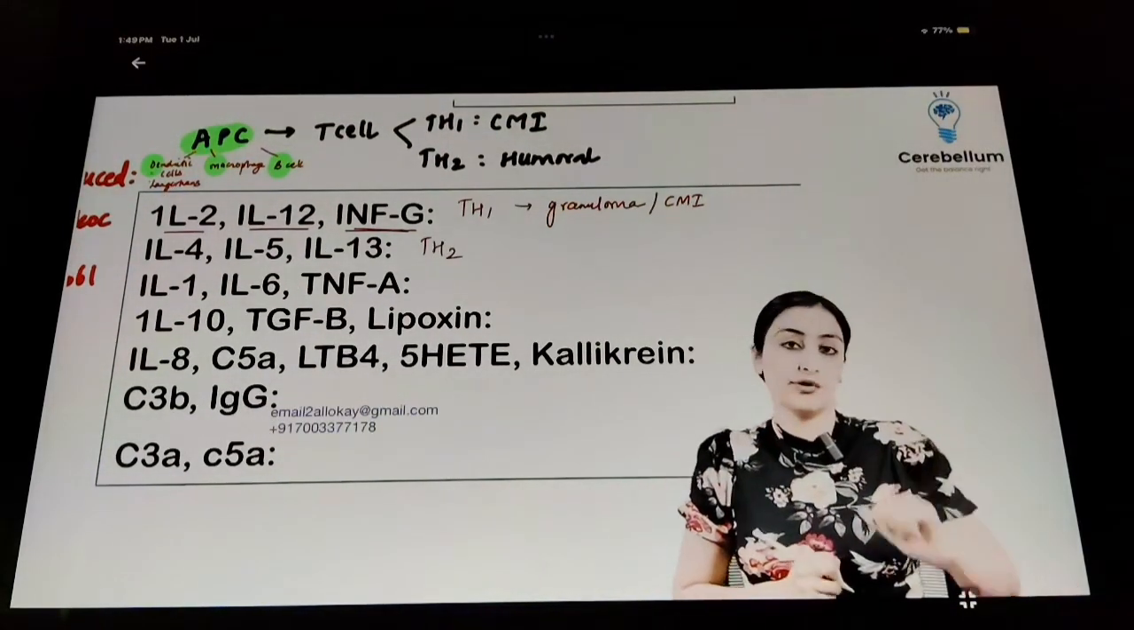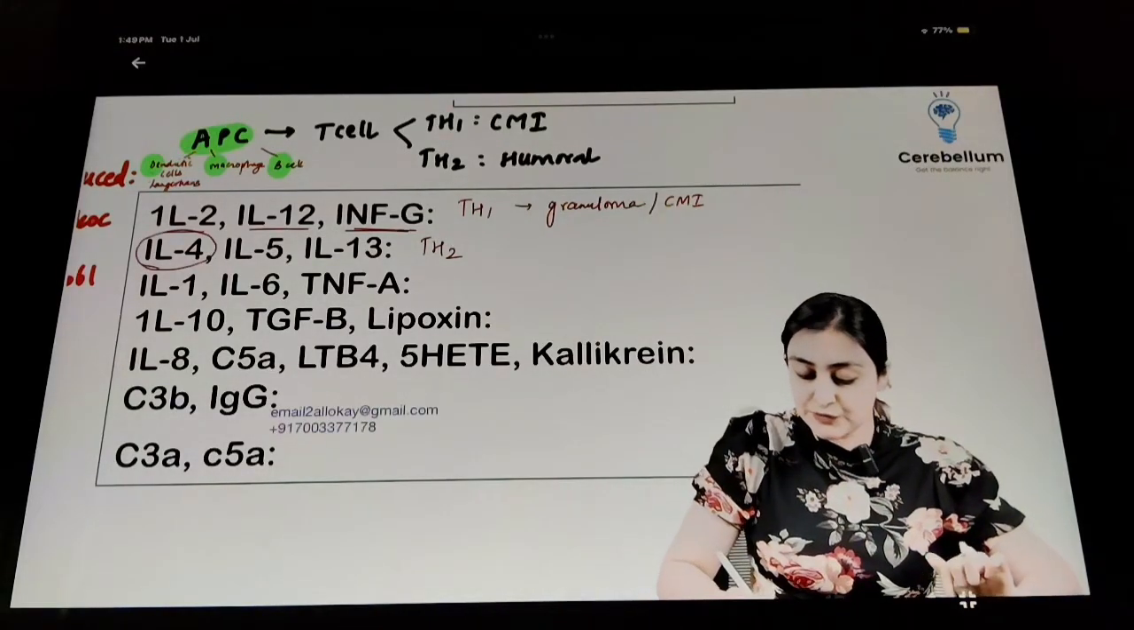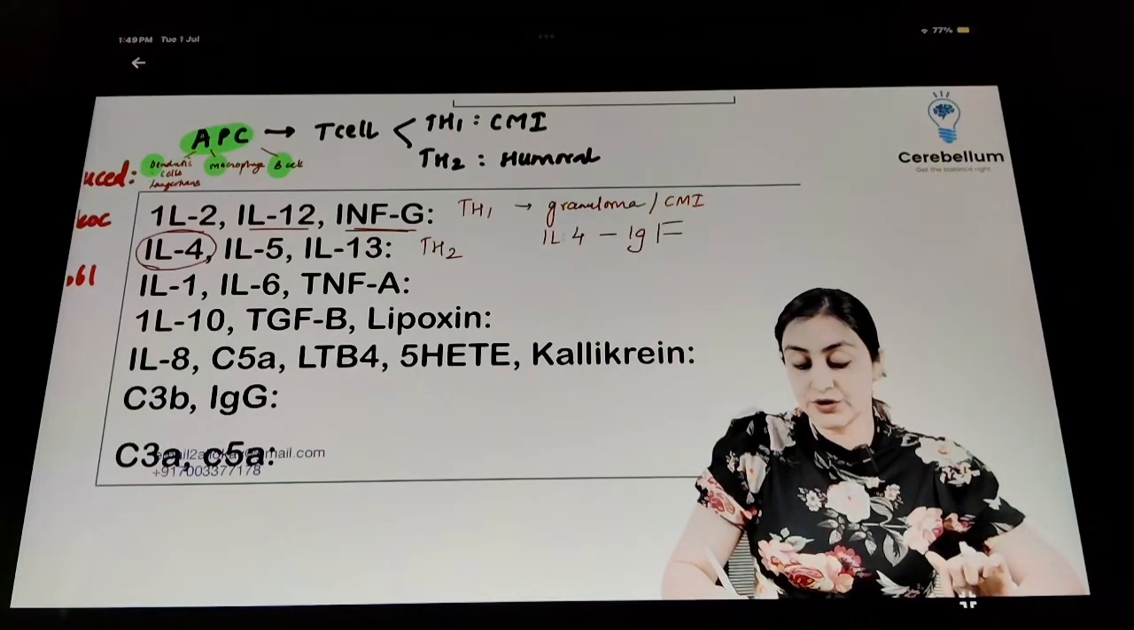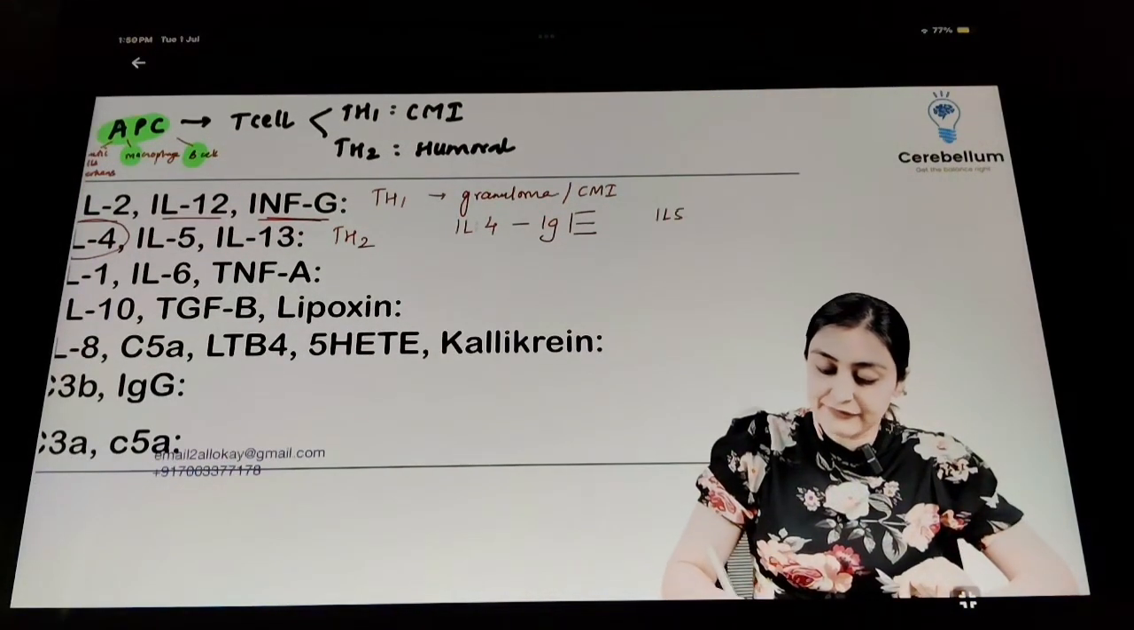So Th2 is going to form all of these cytokines: IL-4, IL-5, and IL-13. Now what does IL-4 do? So what you want to remember, if I have to make IgE, look at E, 1, 2, 3, and 4. So you remember that IL-4 increases the level of IgE, whereas IL-5, eosinophil, E is the 5th letter. So that is IL-5.